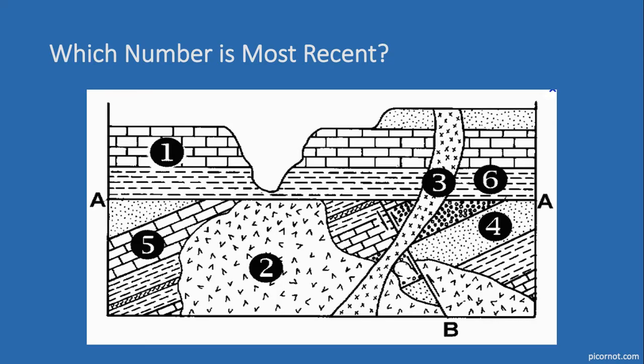But the diagrams get pretty complex. Which number is the most recent here? You'd want to use the law of cross-cutting to figure that out. Any layer that's cutting across all the other layers is going to be the newest. Yes, there is a fault in this diagram. See if you can find it.